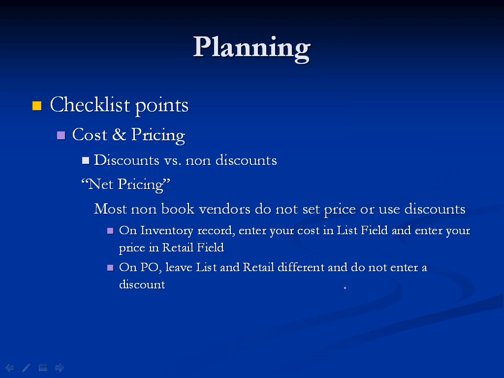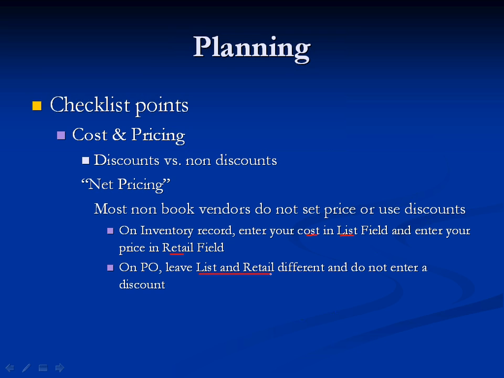Okay? The other way is net pricing, or not using discounts. And again, this is very common in the non-book industry to have it be net pricing. So on the inventory record, you're going to fill your cost in the list field. Okay, so you know what you paid for it. Put that in your list field. And then you need to determine how much you're going to sell it for, and put that in your retail field. Remember that if you use a purchase order, and we will always encourage you to use purchase orders if you can, on there you want to leave the list and retail different.